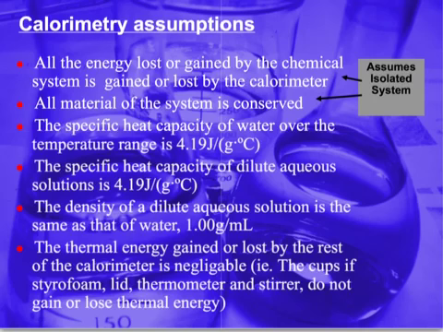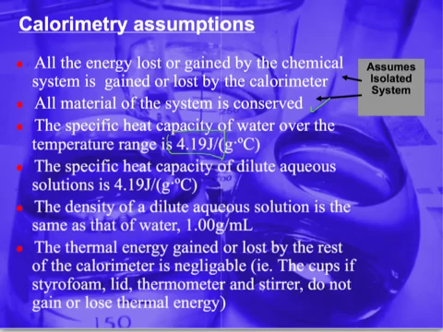Before we continue any further, let us talk about the assumptions behind a calorimeter. Again, all of the energy lost by the system is gained by the calorimeter or the surroundings. The material of the system is conserved. There is no loss of matter, such as a gas. The specific heat capacity of the water over the temperature range is 4.19 joules per gram degree Celsius. So the water is neither freezing nor boiling because that involves a different specific heat capacity.